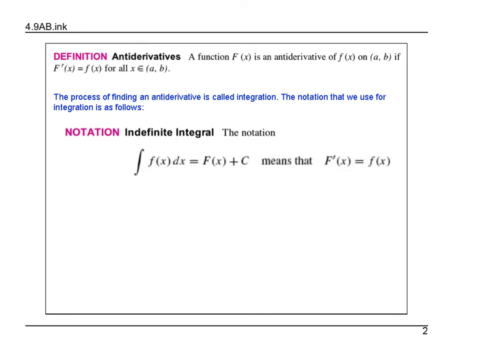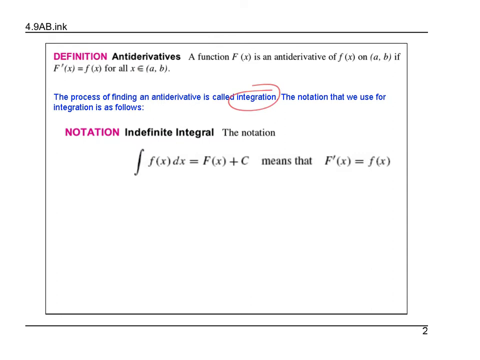So, definition, antiderivatives: a function, capital F of x is the notation, is an antiderivative of little f of x on AB if the derivative of big F is equal to little f for all x belonging to AB. So if we can derive capital F, derive the antiderivative, and return to what we started with, then we have a true antiderivative. So the process of finding an antiderivative is called integration.